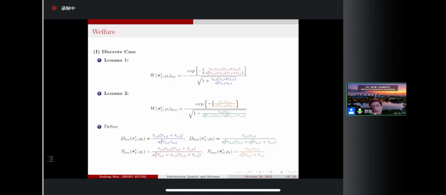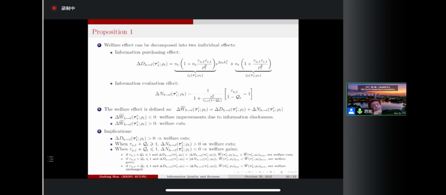There are two lemmas, and I write the welfare in each corner equilibrium, and then I define the numerator and denominator and do some manipulations in algebra, and I can get the proposition one. This is the most important proposition for my paper, because I can directly express the information purchasing effect and the information evaluation effect. Let's see first.